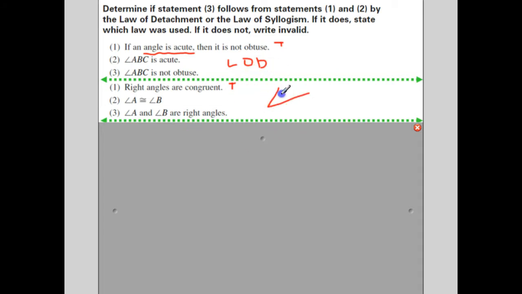What if I give you this angle that's 30 degrees and this other angle that's 30 degrees, and I tell you that this is angle A and this is angle B? Aren't angle A and B congruent? Yes, they are. Are they right angles? No, they're not. So this is an invalid statement.